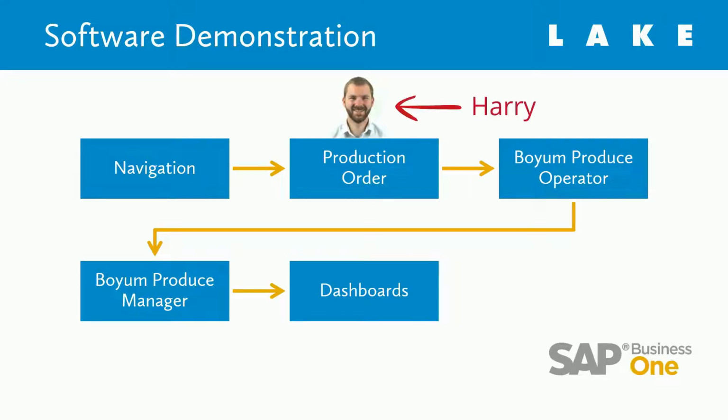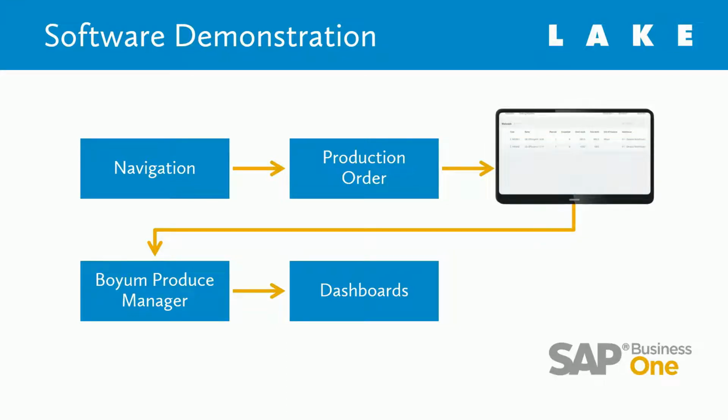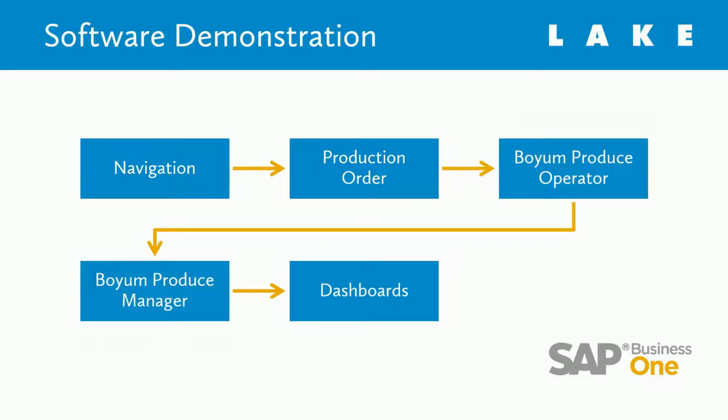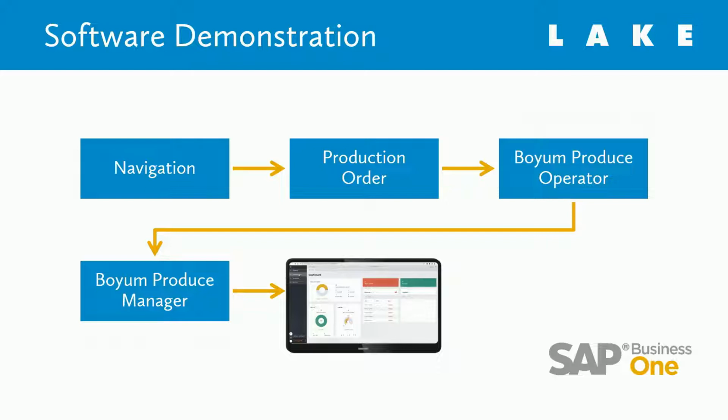In the following demonstration, my colleague Harry has entered a production order into SAP Business One. A manager has approved it and the order has been released. Harry will initially log in as an operator, then as a manager. The scenario includes a number of dashboards to illustrate the power of cloud apps as a reporting tool.